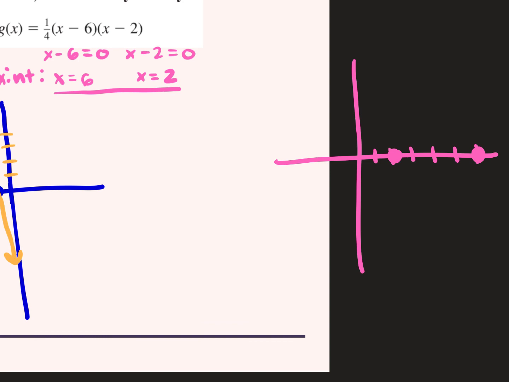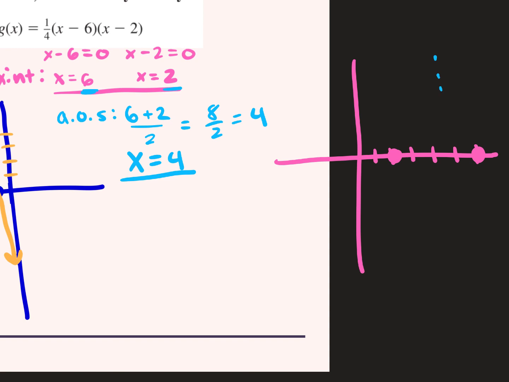What can I find next? The axis of symmetry. How do I find my axis of symmetry? Perfect. I add my 2 x-intercepts and divide by 2. So 6 plus 2 divided by 2 would be 8 over 2, which is 4. So my axis of symmetry is x is equal to 4. So I'm going to put a dotted line right through 4.